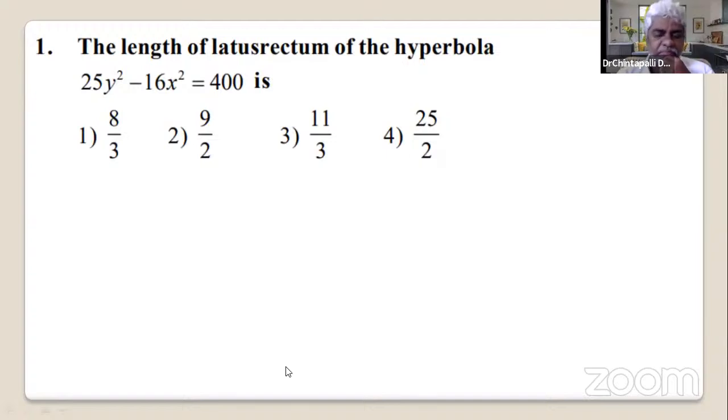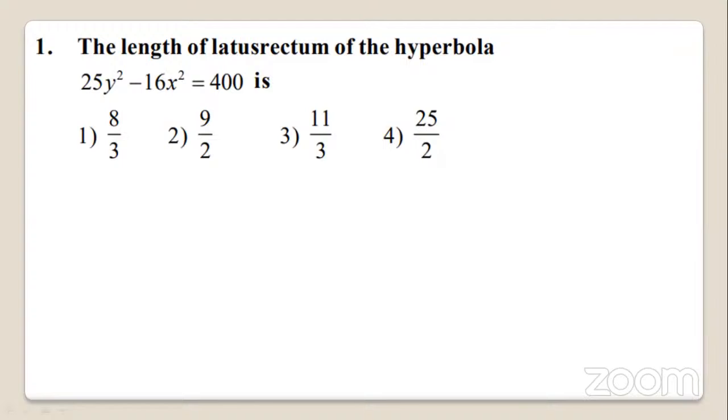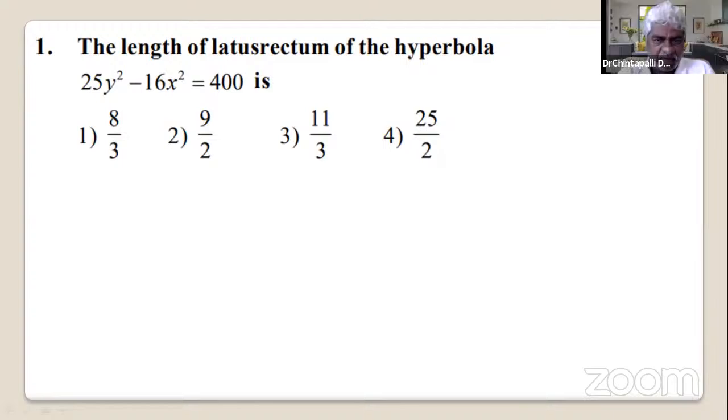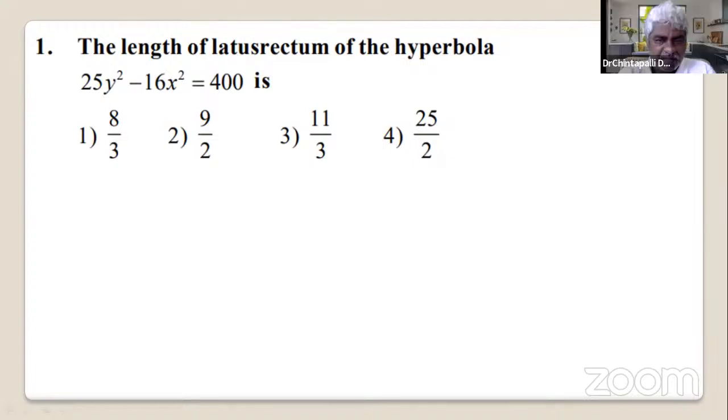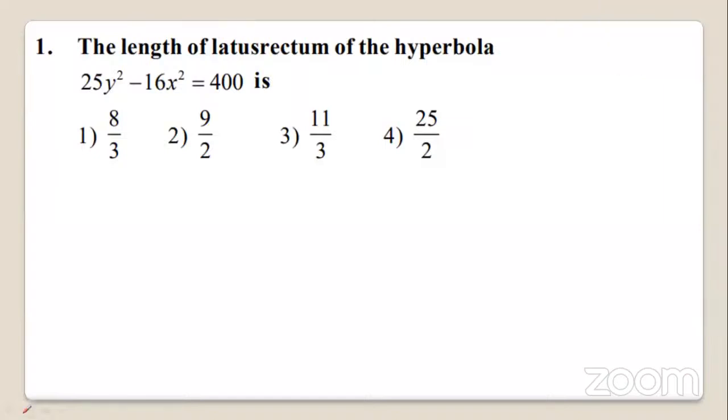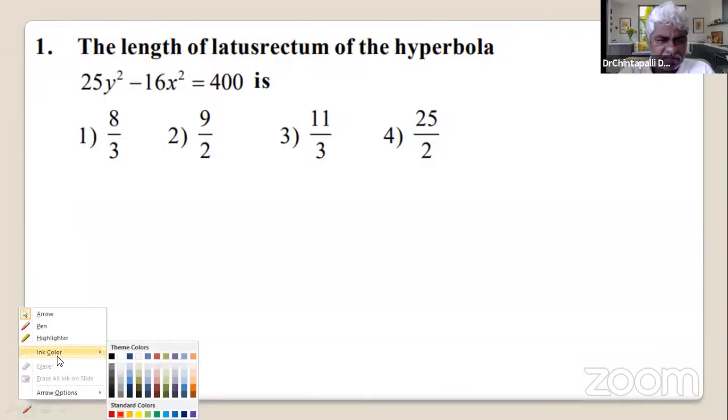Do you remember last time we discussed two formulae for length of latus rectum? One formula is 2b square by a. Another formula is 2a square by b. Which formula is right here in your opinion? The second case, sir. Yeah, 2a square by b, very good.